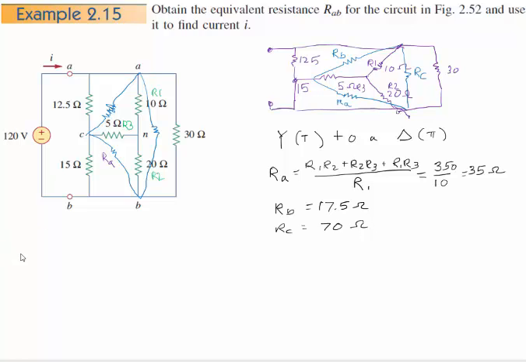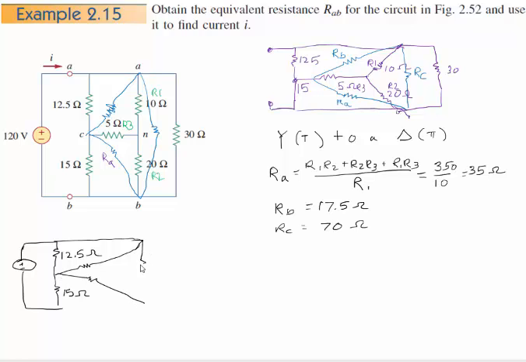So now if I redraw the circuit, I've done one conversion right here. I redraw the circuit. I have my 12.5 ohms, I have my 15 ohms. And then I have this new circuit in here, which right now looks like this, this, and this. And then I have the 30 ohm out here.